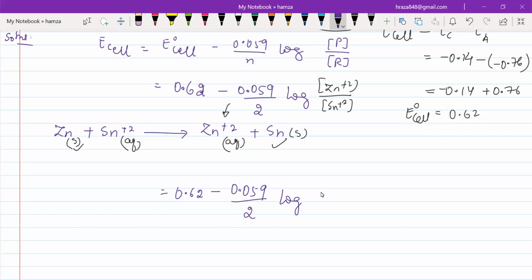log of Zn plus 2 has a value 10 raised to the power minus 1, and Sn plus 2 has a value 0.01, which can be written as 10 raised to the power minus 2. Now you can easily solve it.